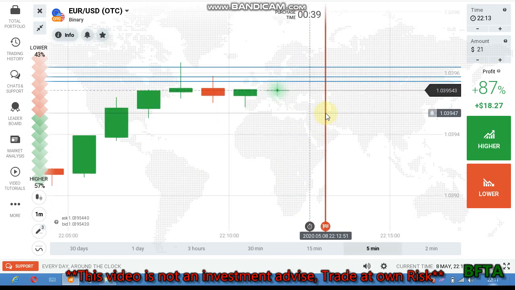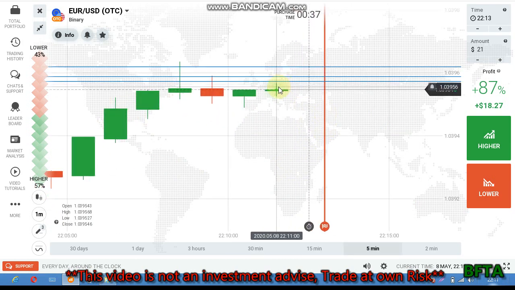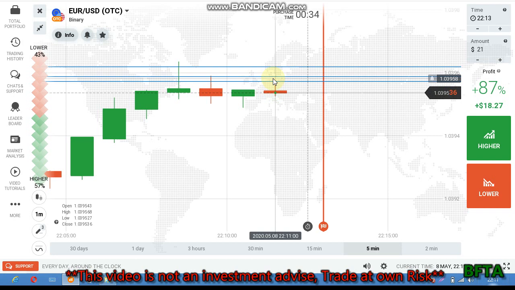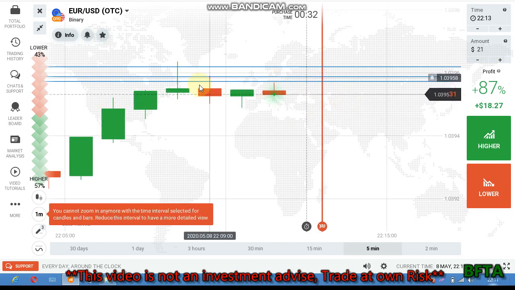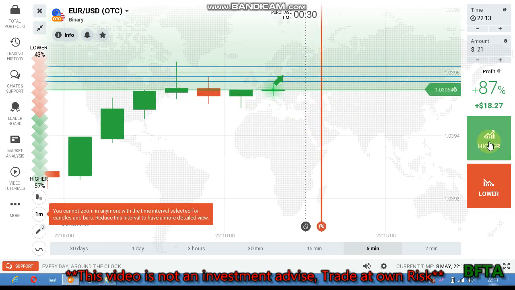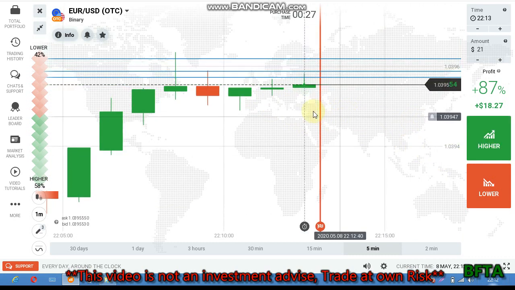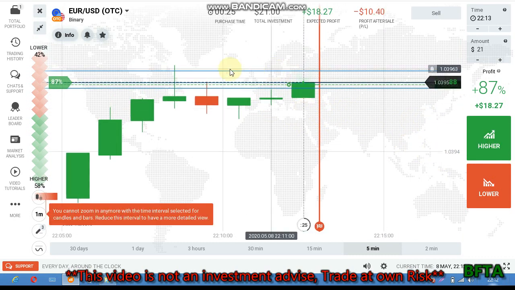So let me check the candle. You can see this, it was rejected on that level, but the market is consolidating. I'm going to take a weak bias. I'm going to place call option. Late entry.